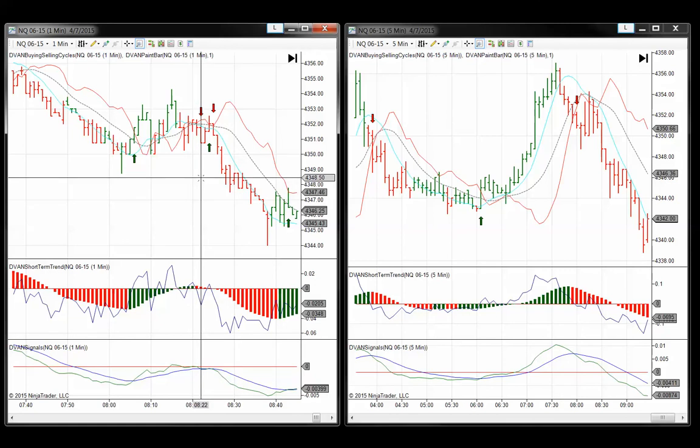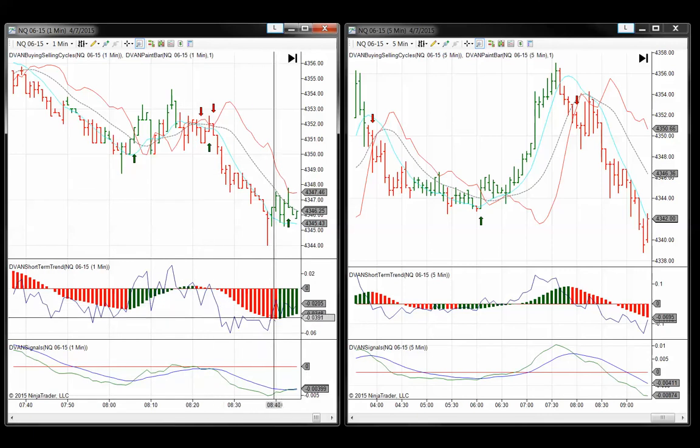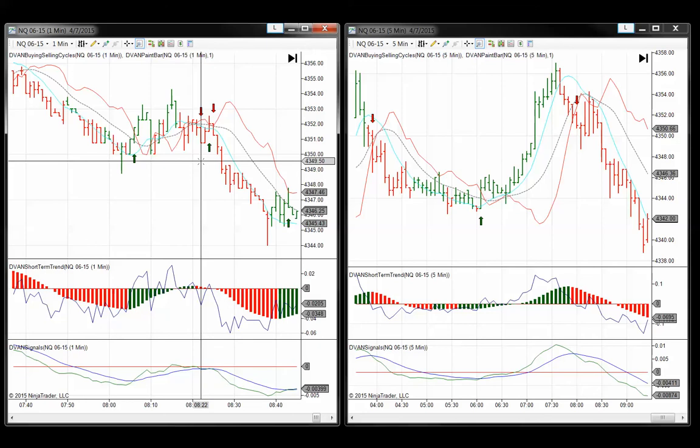On a 1-minute chart, we have a red arrow, meaning the velocity signal is crossing down, indicating more bearish outlook. The short-term trend is red, indicating a negative short-term trend. The price bars are red, meaning that selling pressure is dominant. So this is a good entry point at 43.51 or so. I think it's 43.50.75.